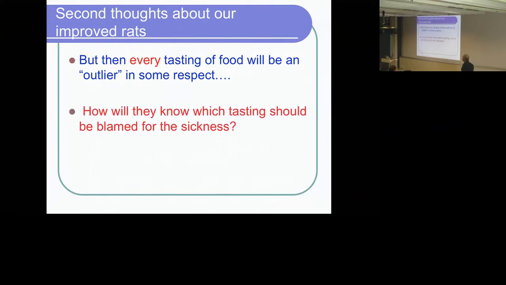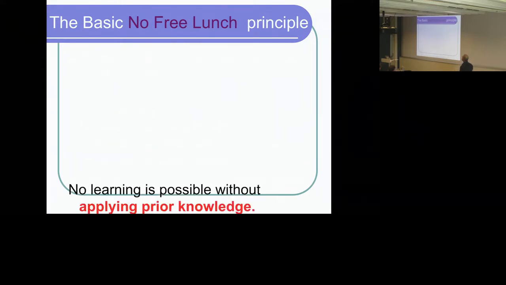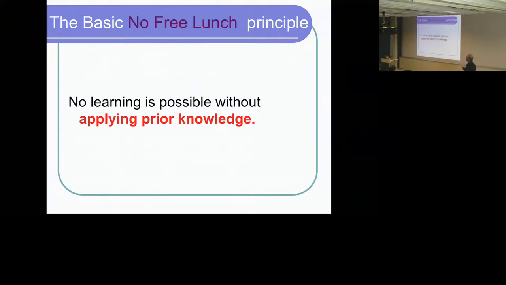So the point is that there is a basic idea here, and the basic idea is called no free lunch, and it has nothing to do with eating baits. And it says that no learning is possible without applying prior knowledge. And here, the prior knowledge for the rats was the knowledge that smell and taste are relevant, and that's what you should pay attention to, but other things are not relevant, because if you pay attention to too many things, you are getting completely confused. Yes, you have a question.